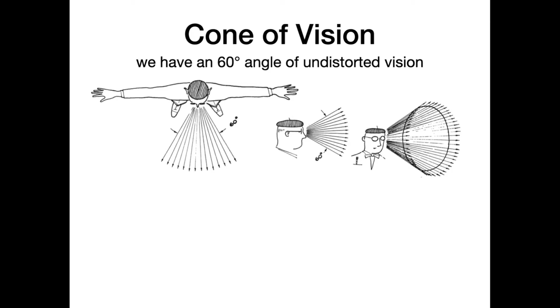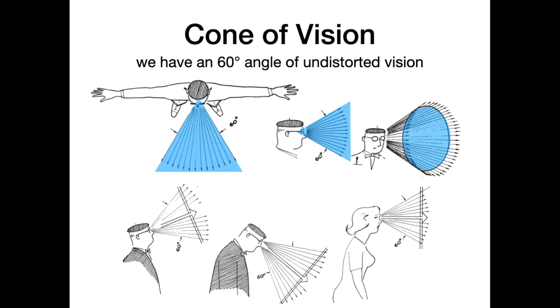Cone of vision. So we have a 60-degree angle of undistorted vision. Even though our line of sight is straight ahead, we have an approximate 60-degree angle of undistorted vision that extends as an imaginary cone from your eyes forward. This is called the cone of vision or field of vision. You can kind of imagine it like a 3D cone sticking out the front of your head. It doesn't matter if you're looking up, looking down, or straight ahead, it will follow where you are looking.